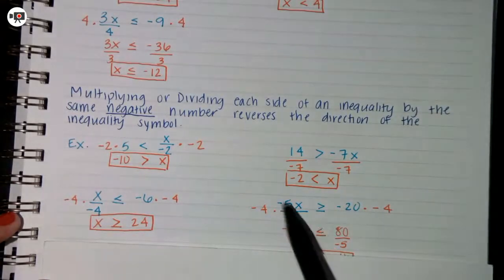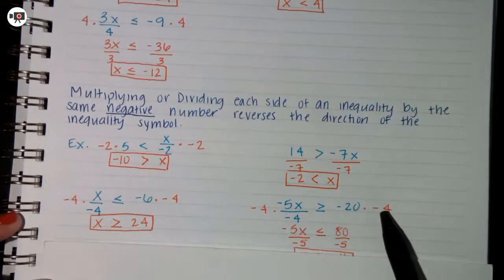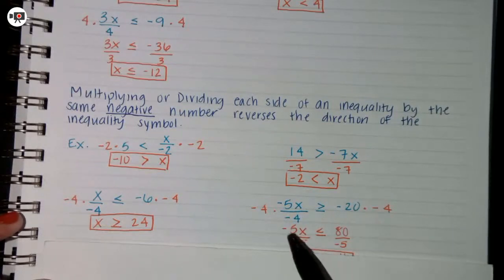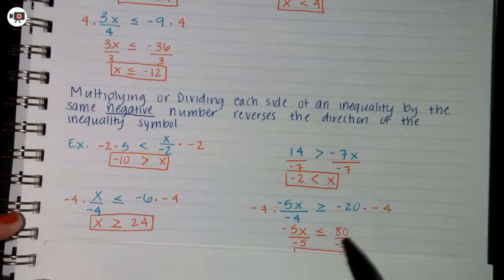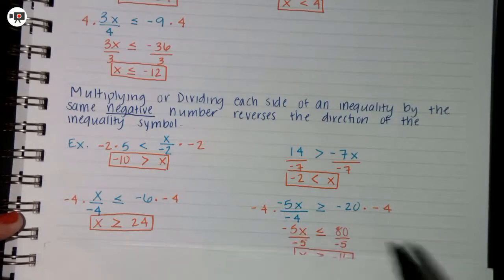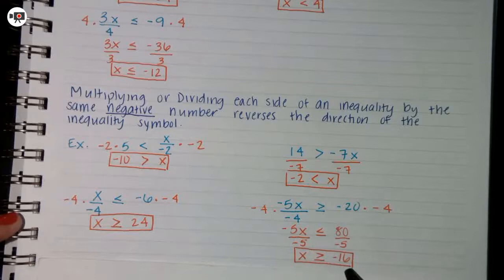And here we have two negative numbers, one being multiplied, one being divided. So if we multiply each side by negative 4, we have negative 5x is less than or equal to 80. Divide each side by negative 5, and x is greater than or equal to negative 16. So we had two negative numbers, and our sign switched twice.